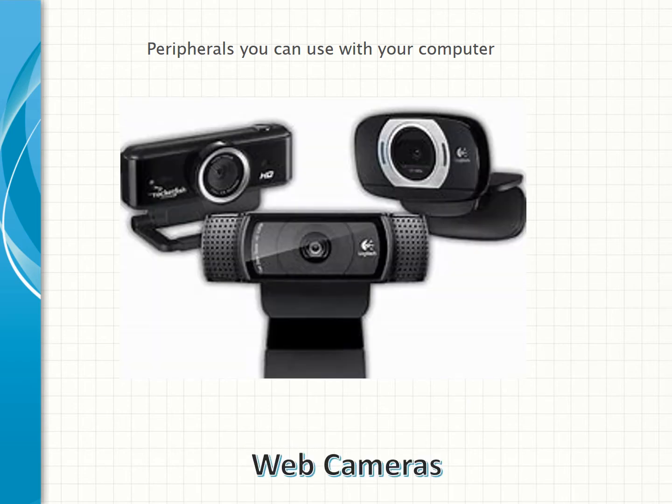Web cameras. A web camera or webcam is a type of input device that can record videos and take pictures. It can also transmit video over the internet in real time, which allows for video chat or video conferencing with someone else. Many webcams also include a microphone for this reason.